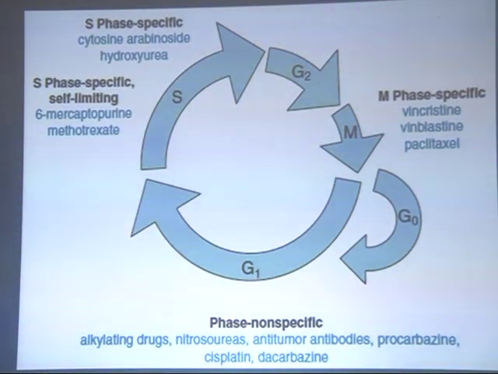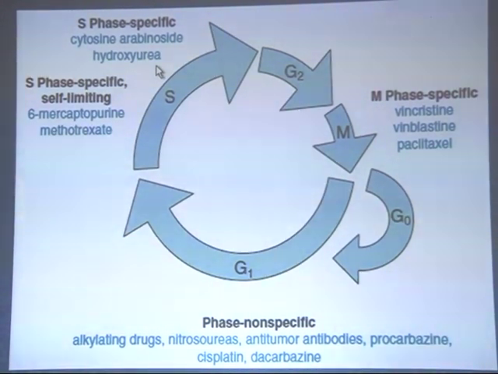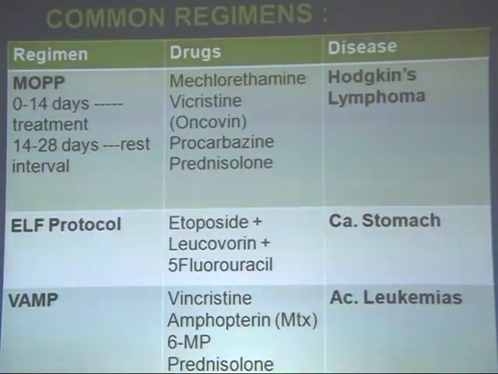But there are cell cycle specific drugs also. The S phase specific drugs are 6-mercaptopurine, methotrexate, cytosine arabinoside, and hydroxyurea. While the M phase, mitosis, specific drugs are vincristine, vinblastine, and so on. We have seen that vincristine and vinblastine are obtained from the Vinca rosea plant, and these are M phase specific. Let it be specific or non-specific, the function served by these drugs is to inhibit the cell cycle. Now let us see some of the common regimens.